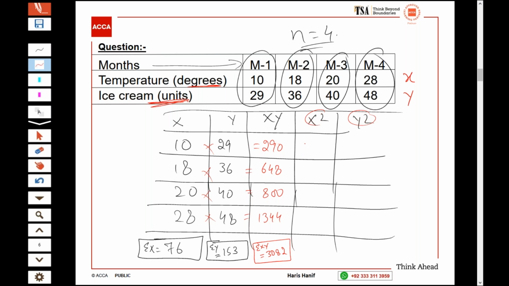What is x square? 10 square will become 100. 18 square will become 324. 20 square and 28 square.